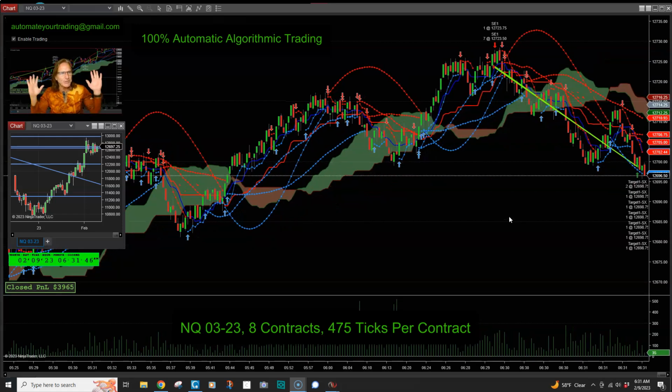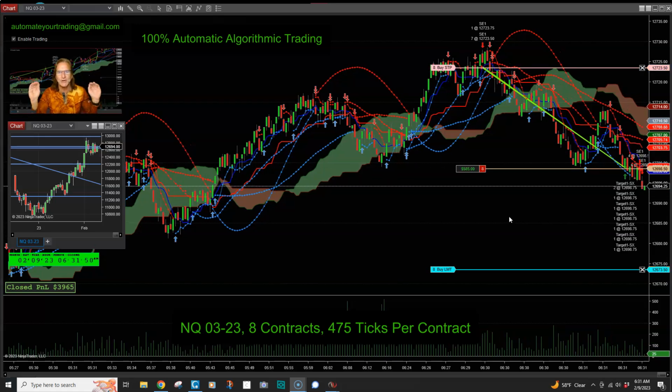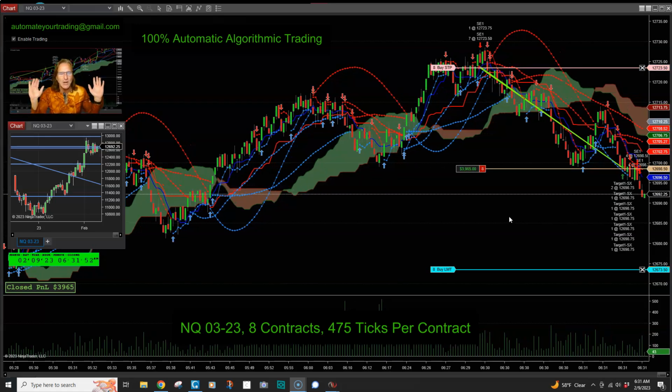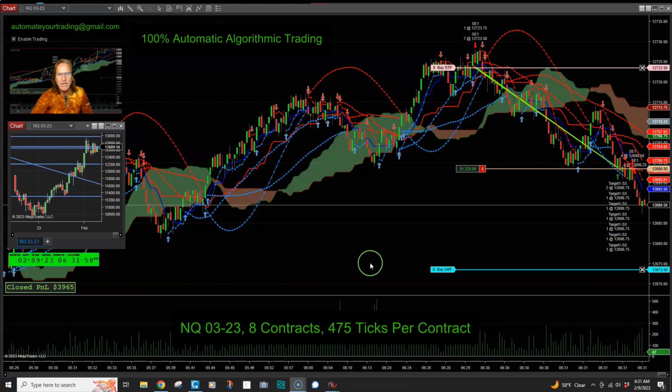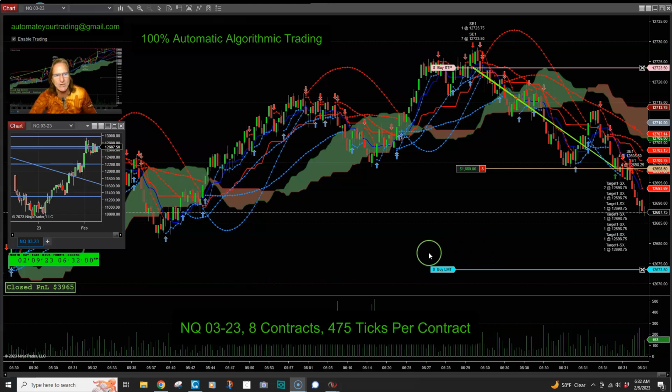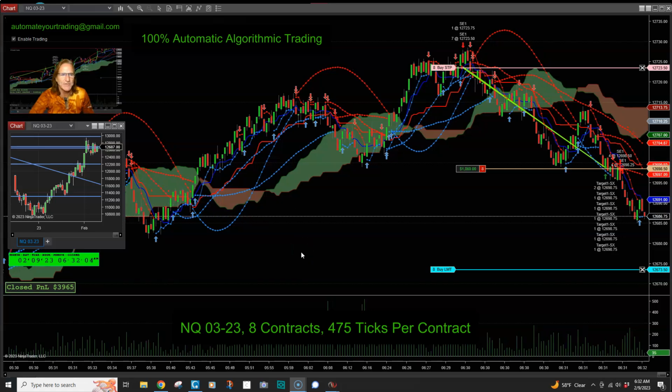There we go. We just hit target, okay? So now we automatically hit target right there. Now we're short again. Right away, we're also short again. So we have a closed P&L, 39.65, and now we're short again, 8 contracts on the NQ. Our target is below, our stop's above.